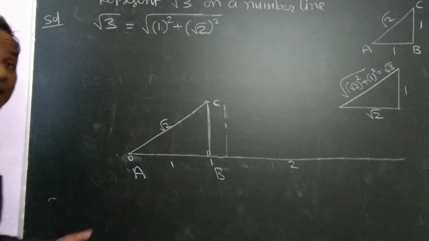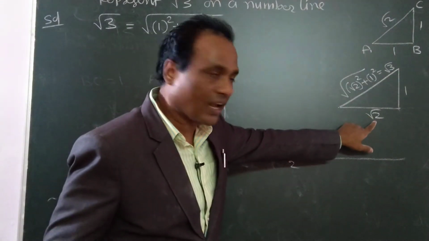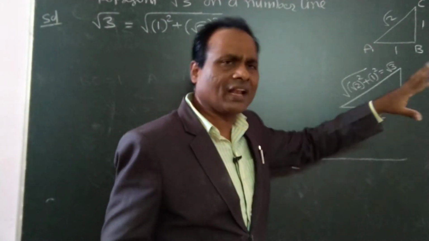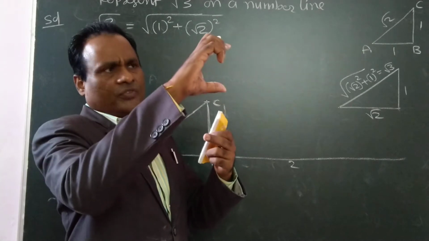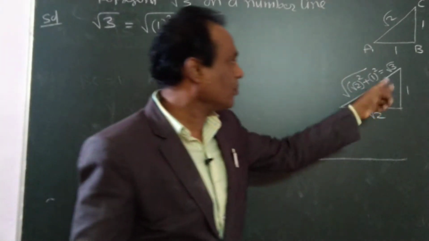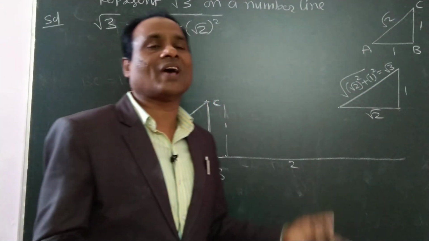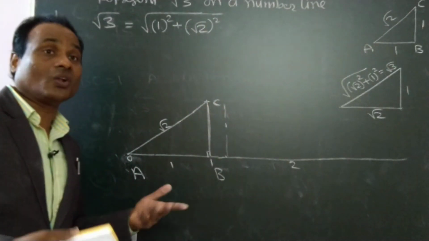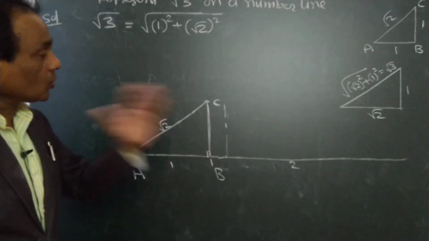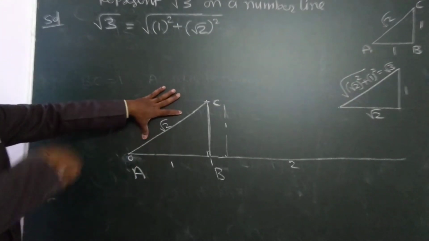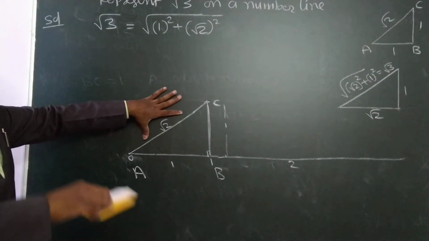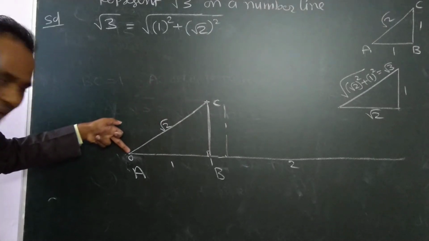Which sides should I take? One is root 2, one is 1. 1 is very easy to take on a scale. 1 centimeter is enough. But how to find root 2? Root 2 value is in decimals. We don't know the root 2 value. So already we have root 2 here. That we will use. Again I am not taking root 2 separately. Already this is root 2 only.